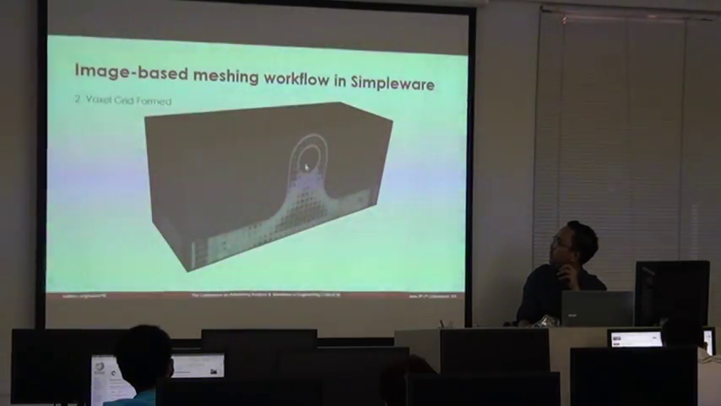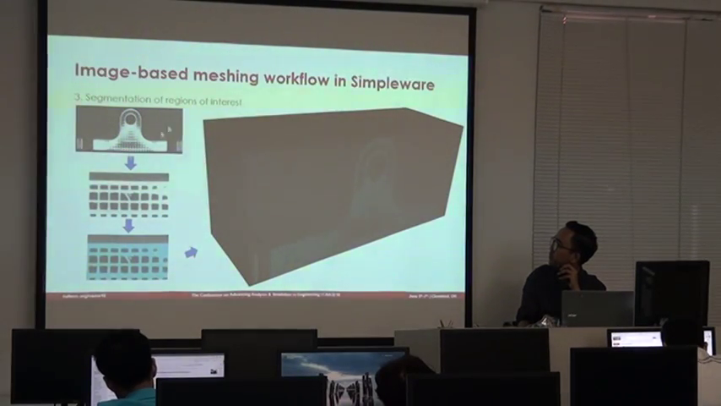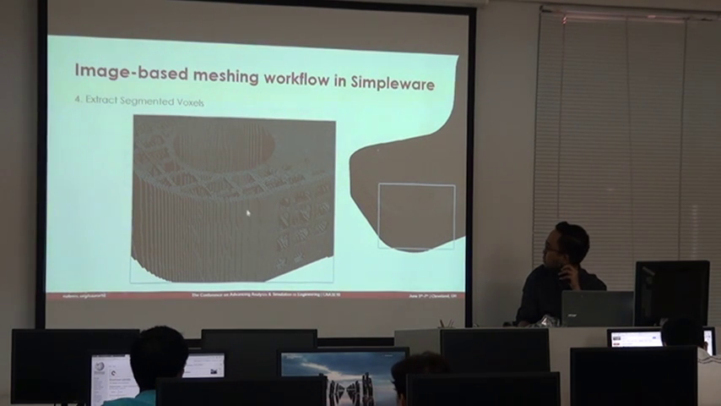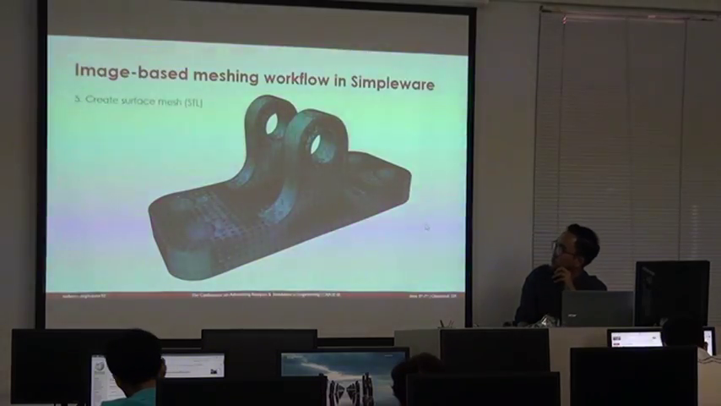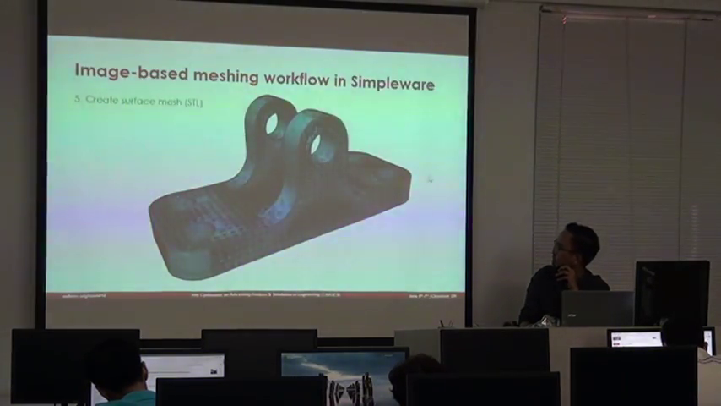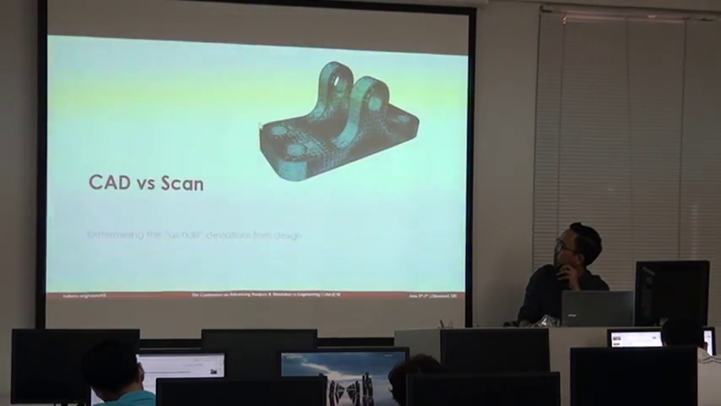Alright, and then we form a postal grid, and then segment the region of interest. As you can see, in the 3D printed part, there's a defect here. So it can be captured quite well by the software Simpleware. And then we create the surface mesh STL file, and then we can create the FE mesh.